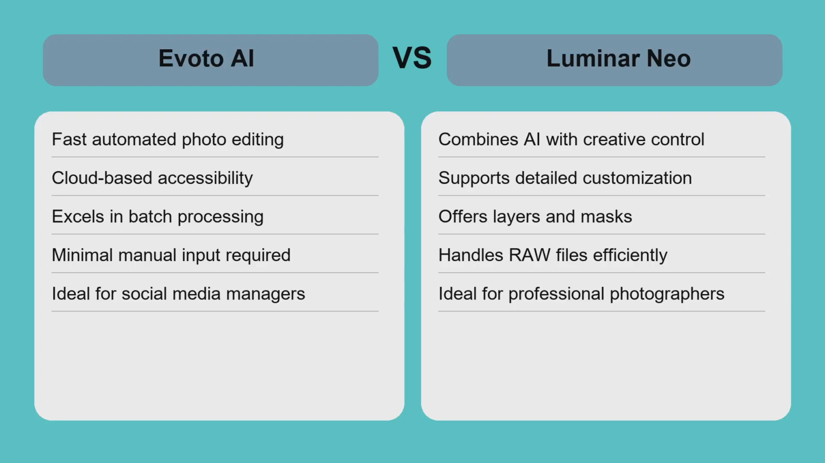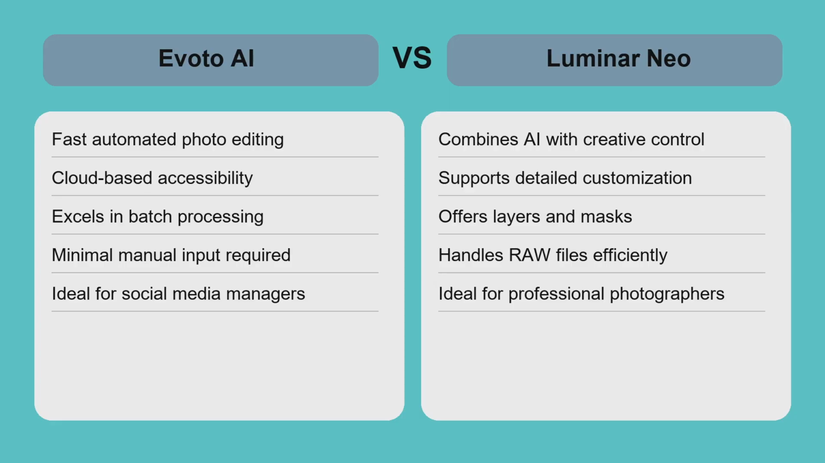Evoto AI and Luminar Neo serve different editing styles. Evoto AI is perfect for quick, automated enhancements and batch processing, saving time for users who prioritize efficiency over detailed control. Luminar Neo, on the other hand, provides a hybrid approach with AI tools that support creative editing, ideal for photographers who want to fine-tune every aspect of their images.